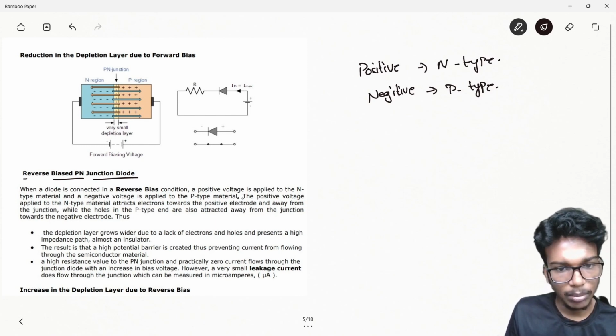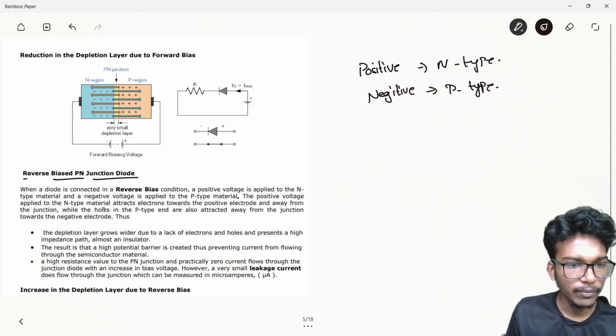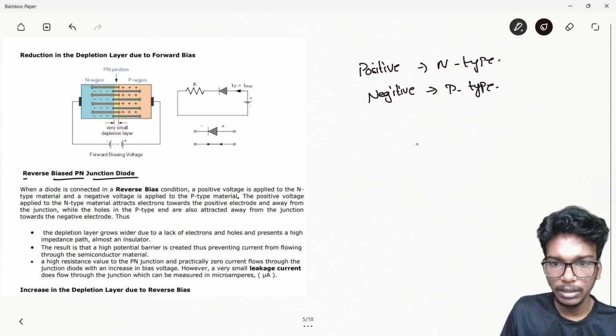That's what I mentioned. The positive voltage applied to the N-type material attracts electrons towards the positive electrode and away from the junction, while the holes in P-type are attracted away from the junction towards the negative electrode. Just look at this.